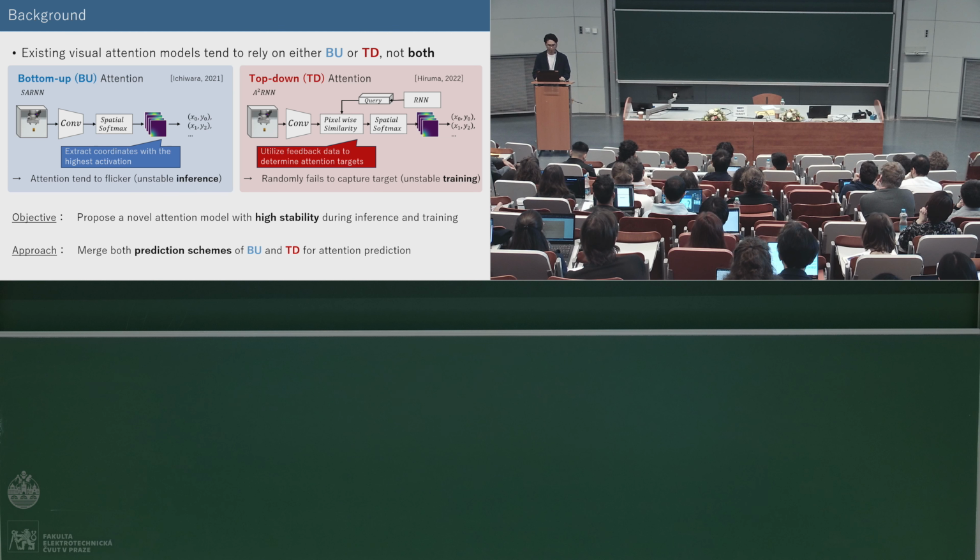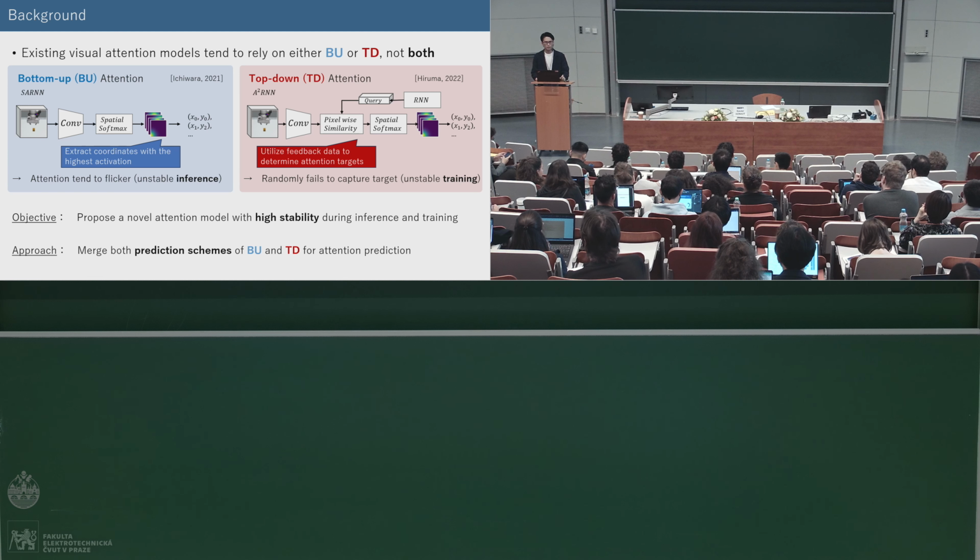These two are known to work in a lot of situations, but have some difficulties. For bottom-up attention, the attention acquired or predicted tends to flicker spontaneously, so it's quite unstable during inference. On the other hand, the top-down attention has quite stable attention, but randomly fails to capture a target during training, so it's unstable during training.